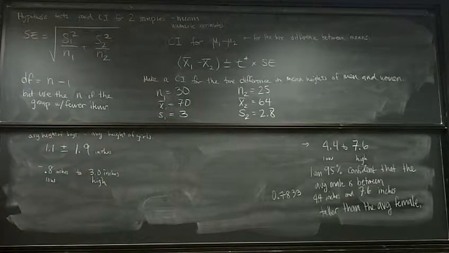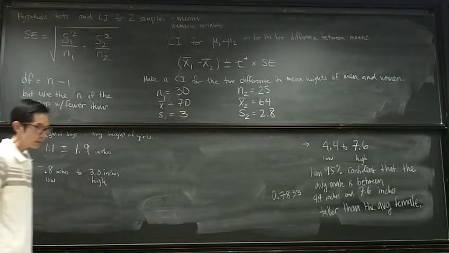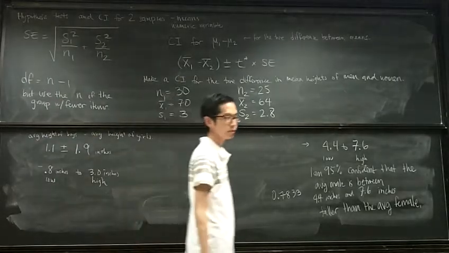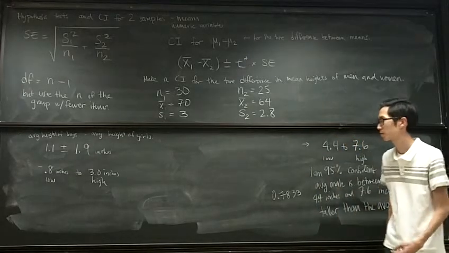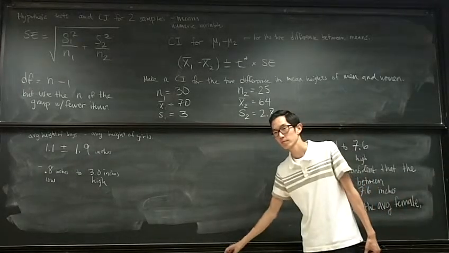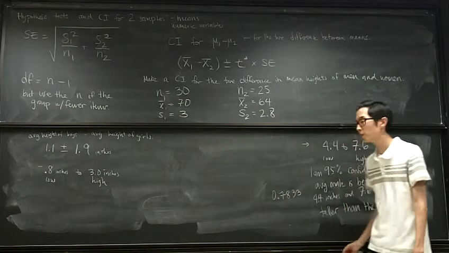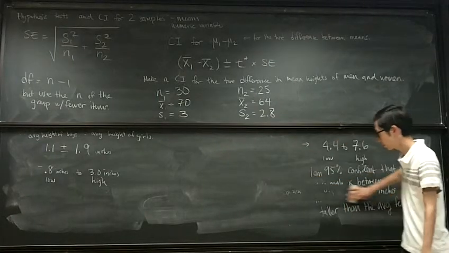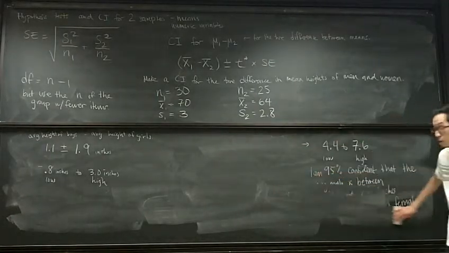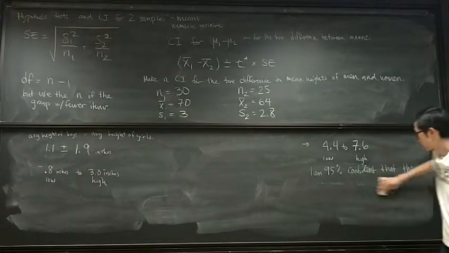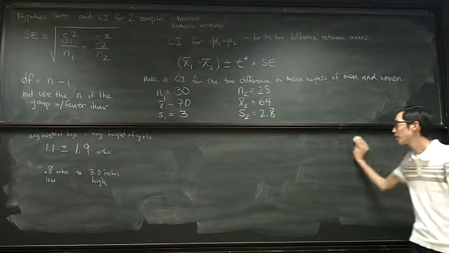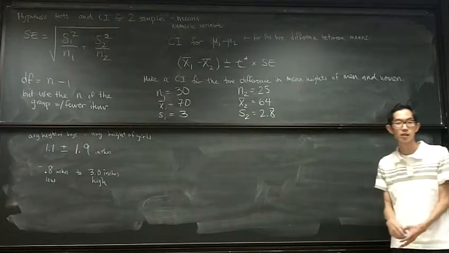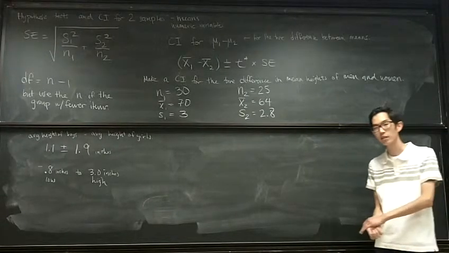Okay. Do I have evidence that 5th grade boys are taller than 5th grade girls? If you say no, tell me why not. Because the answer is no. I mean, it's impossible to be negative 0.8 inches. No, it's not that.